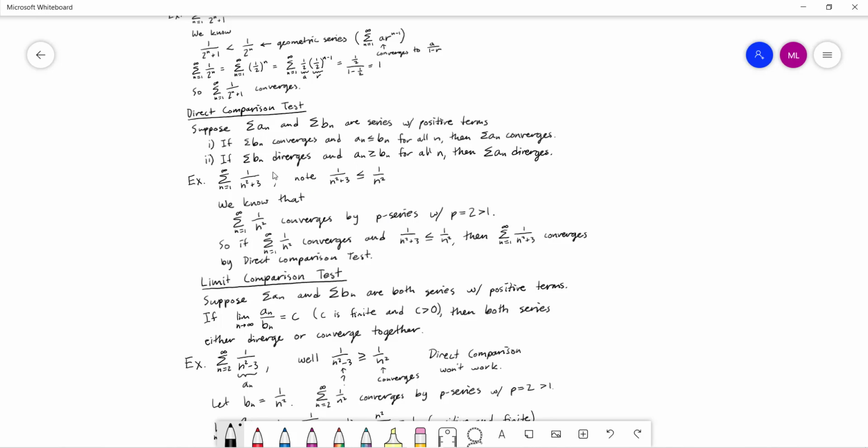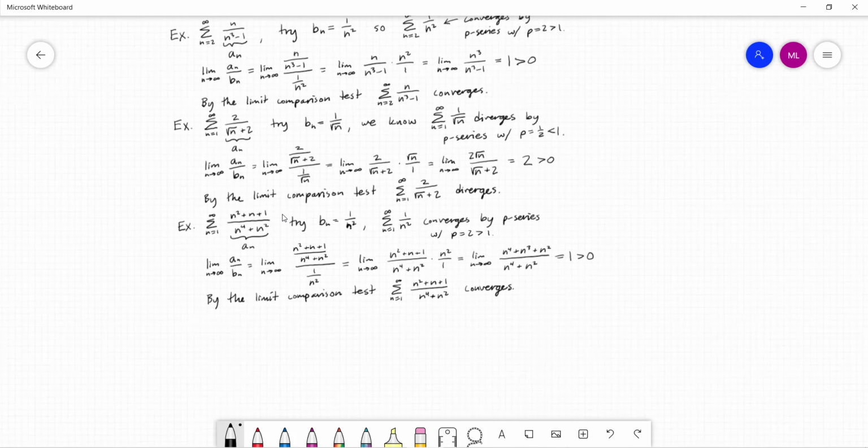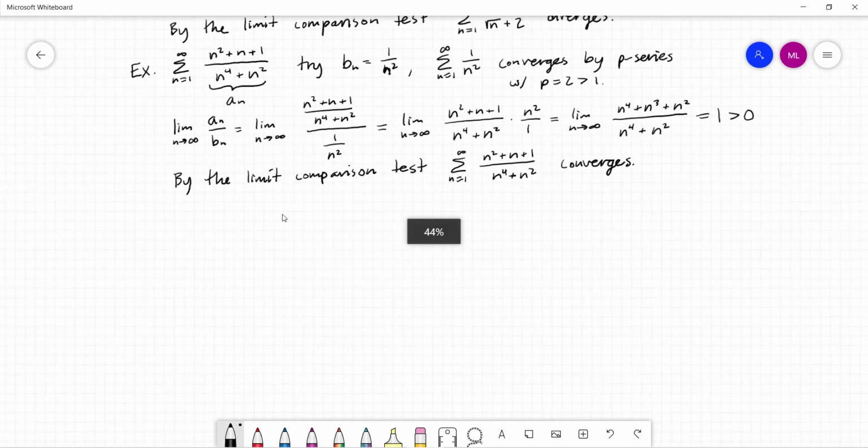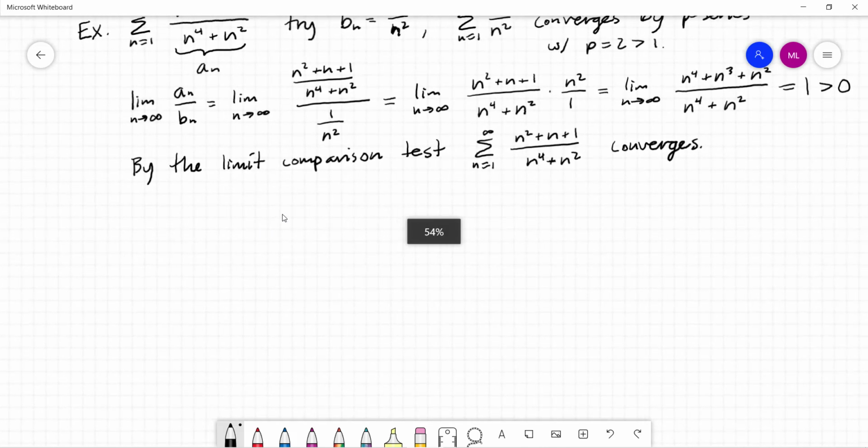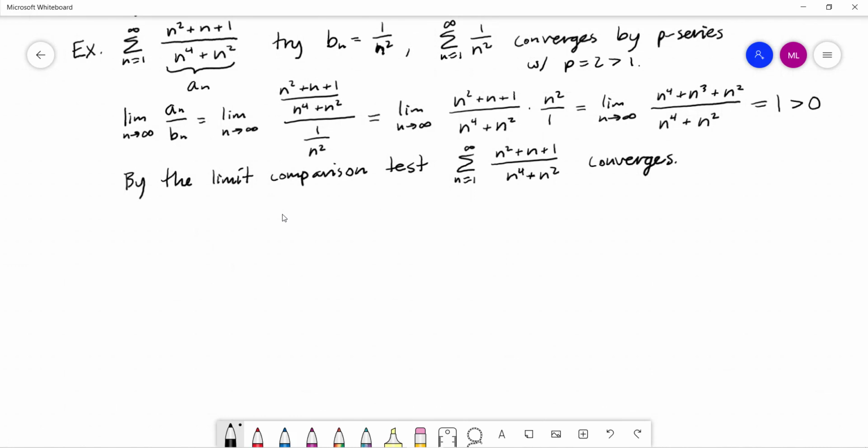When the direct comparison doesn't necessarily work, often the limit comparison test will work. And in fact, as near as I can tell, the limit comparison test should work for any of the direct comparison test problems as well. So if you have a problem that you can do a direct comparison on, that's fine, but you could probably also get away with doing the limit comparison test. So here's a big important note on direct comparisons, and just on comparisons in general.